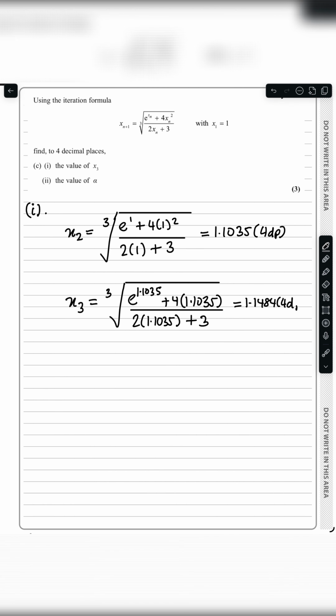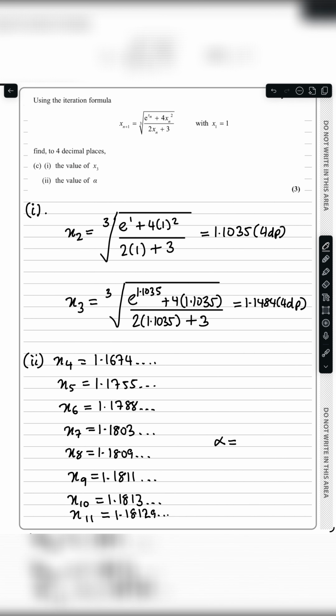And in order to determine our value for alpha, we need to keep on repeating this iterative process. So the value of alpha is 1.1813 to 4 decimal places.